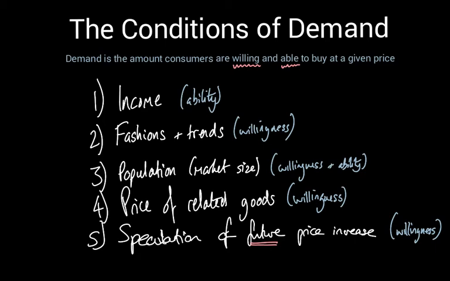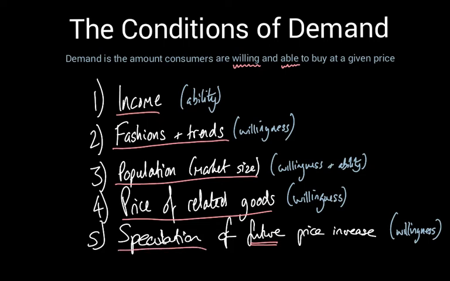We have to think about the income of the consumers, we have to think about fashions and trends that may be affecting society, we have to think about the size of the market population, we have to think about the price of products which are related to the ones that we're talking about, and we also need to think about speculation of future price changes. So let's have a look at how these things may actually influence the demand curve that we drew in the last video.